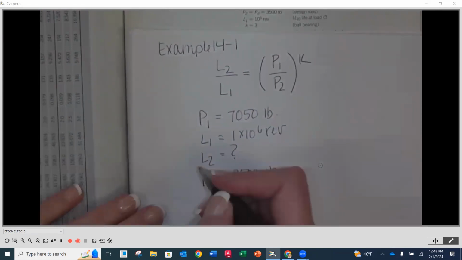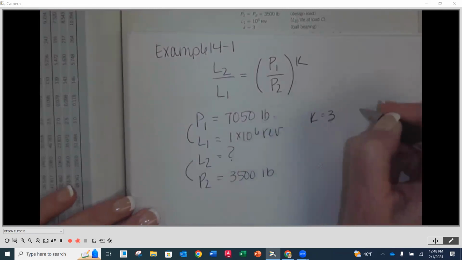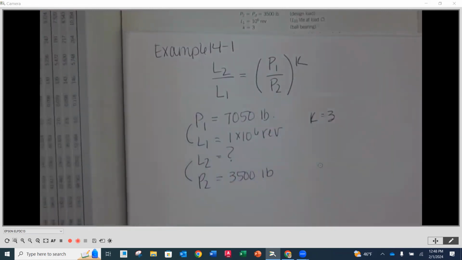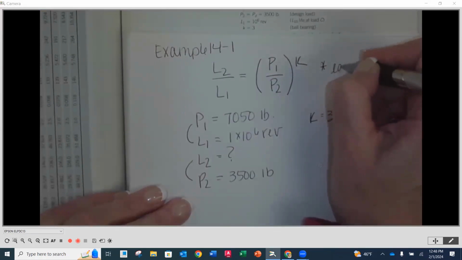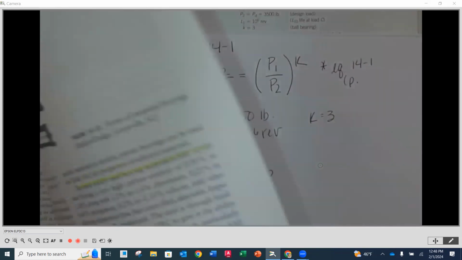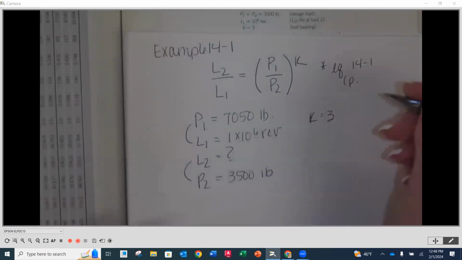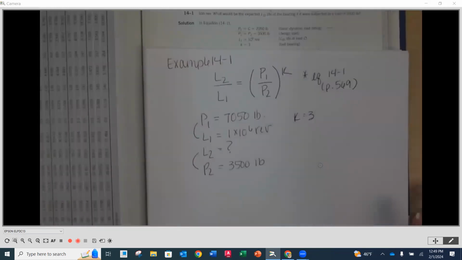Okay, so notice how they go together. And then our K is going to be 3 because it's a ball bearing. Okay, so I'm going to just put an asterisk here so that you know this is equation, I think it was 14.1. Yep, 14-1, and this is found on page 569. Just as a reference if you wanted to find where that was.